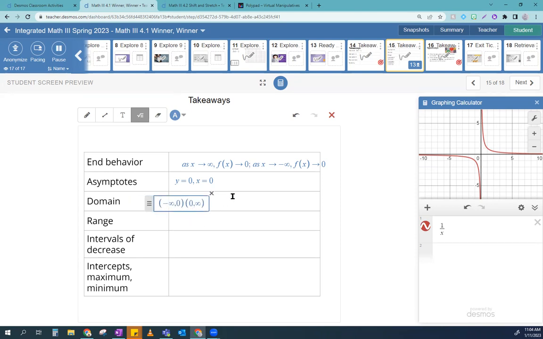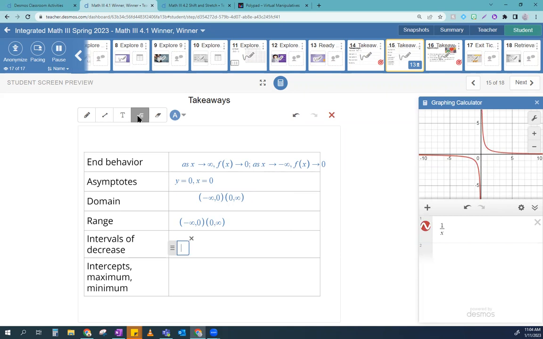So let me copy this. Are you going to let me copy? The range is actually the same. If you go from bottom to top, right? You can't have a 0 again. The intervals of decrease, the whole thing is decreasing. So it decreases from negative infinity to 0 and from 0 to infinity.